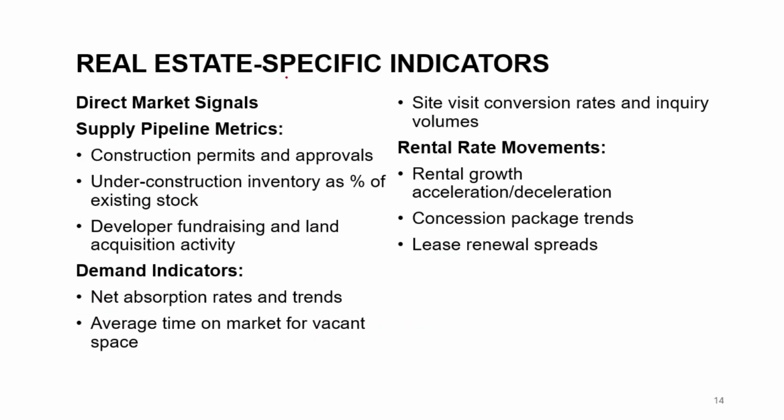Then we have real estate specific indicators. So, like we discussed the overall economy indicators, real estate will have indicators like supply pipeline metrics. So, construction permits and approvals, where they are standing right now, under construction inventory, how much is there, developer fundraising and land acquisition activity, how well that is going on. So, these are your supply pipeline metrics which can tell you how the developers, the builders, how they are looking at the current situation, or what is their strength right now, how much inventory is stacked up. So, all this will tell you the supply pipeline metrics.